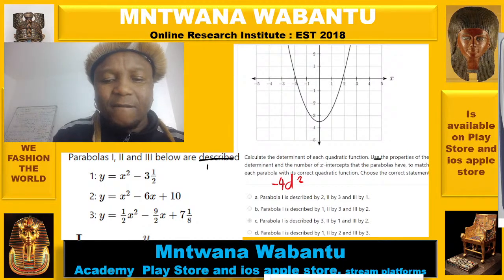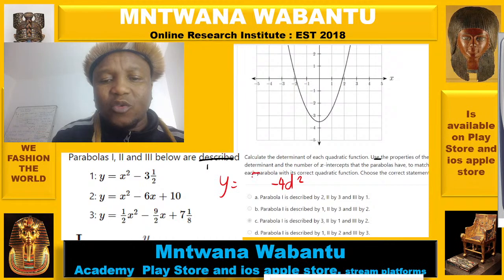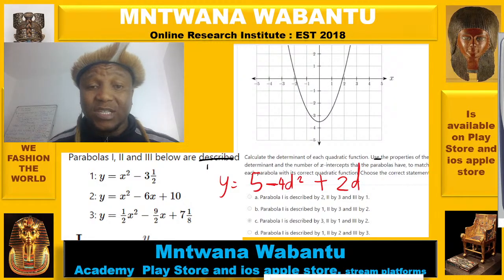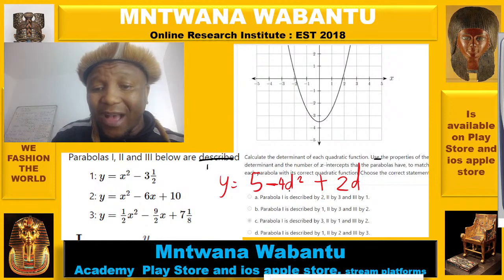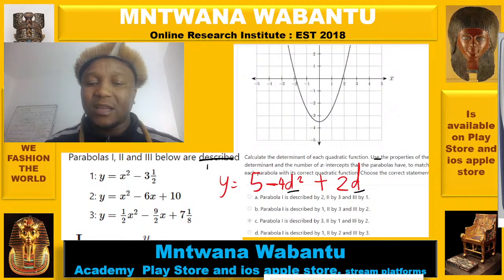Let's say y equal to 5 minus 4d, and then plus 2d. So in this quadratic equation, oh yes, it's a quadratic equation. You know why? Because here we have something squared and something not squared, meaning d square and d, and it is still quadratic. They kind of mix them up just to confuse you.